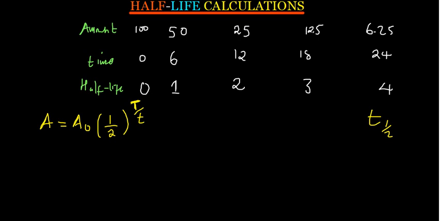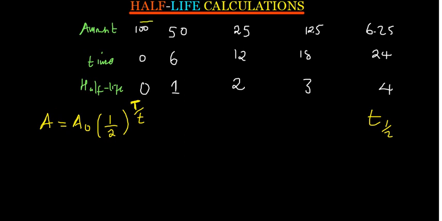Now this A0 is representing the initial amount. Initial amount. And then A is going to represent where you've reached, the amount that you have.